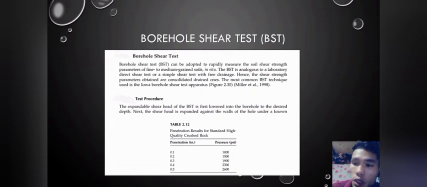Borehole shear test or BST can be adapted to rapidly measure the soil shear strength parameters of fine to medium grain soils in situ. The BST is analogous to a laboratory direct shear test or simple shear test with pre-drainage. Hence, the shear strength parameters obtained are consolidated drained ones. The most common BST technique used is the Iowa borehole shear test apparatus. See the figure 2.30.